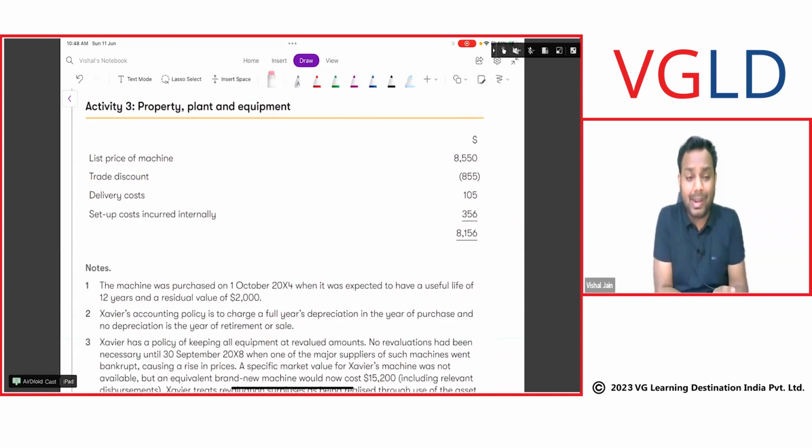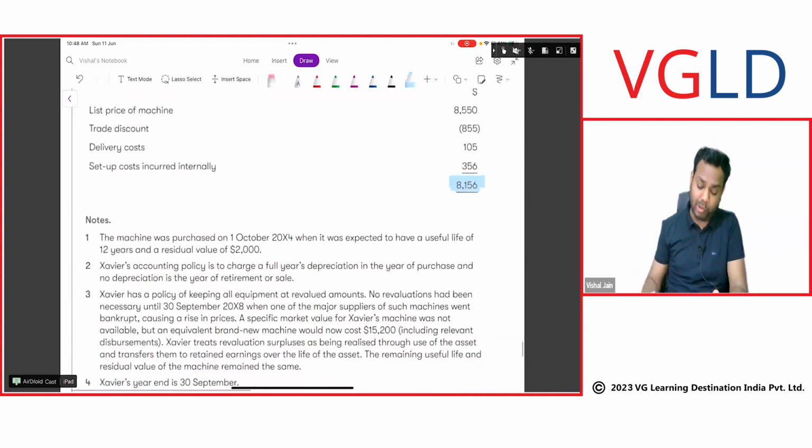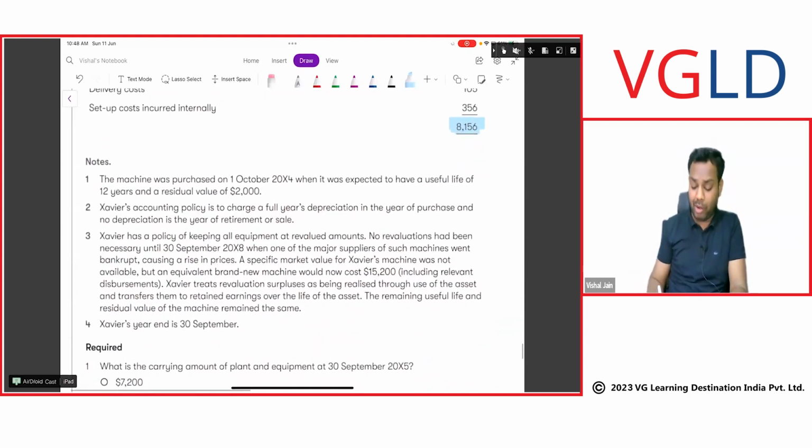Setup cost incurred internally, installation cost, right? It will form part. So this is the cost at which the asset is capitalized. 8156 is the cost at which the asset gets capitalized. Now, notes. The machine was purchased on 1st October 2004 when it was expected to have a useful life of 12 years and a residual value of 2000. Okay, now understand.